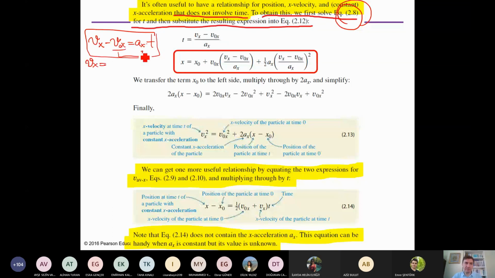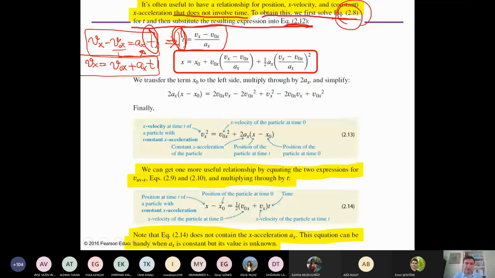V0x plus axt, okay? And here we have t. Just take this t. You can write it like this. If you take t from equation 2.8, t will be vx minus v0x over ax. So this is the t. Then just use this t in equation 2.12. What was 2.12? 2.12 is this one.